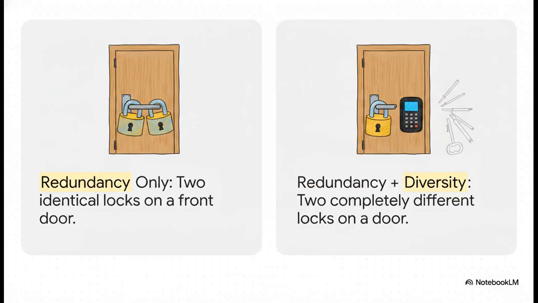The textbook has a brilliant everyday analogy to visualize this. Imagine you're securing your front door. Putting two identical locks on that door, that's redundancy. But if a burglar has the specific tool to pick that type of lock, they can just pick both of them, no problem. However, installing two completely different types of locks, now you've got redundancy and diversity. That single tool won't defeat both locks. The burglar would need different tools and different techniques, making your house significantly more secure.